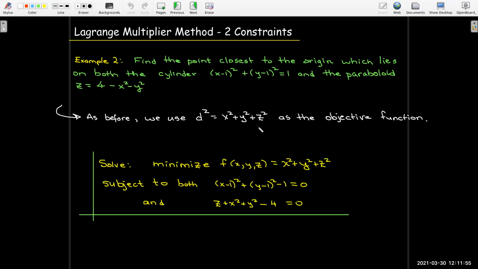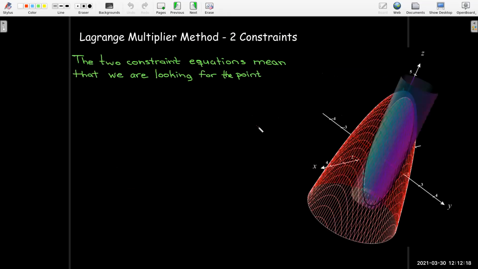So we're going to solve this minimization problem. We're going to minimize x squared plus y squared plus z squared subject to now both of these constraints. It must be on the cylinder and it must be on the paraboloid. So how can we go about solving this now that we have two constraints?